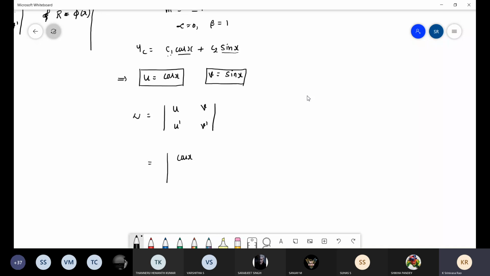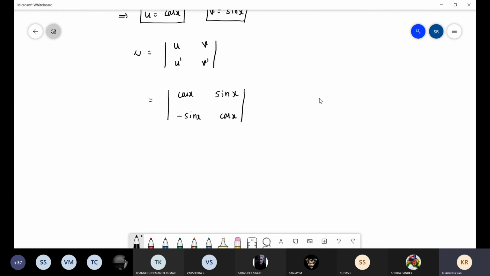Now, u is cos x, v is sin x. What is the differentiation of cos x? u dash is nothing but the differentiation of u. Cos x differentiation is minus sin x, and differentiation of sin x is cos x. Now solve the 2 cross 2 determinant.